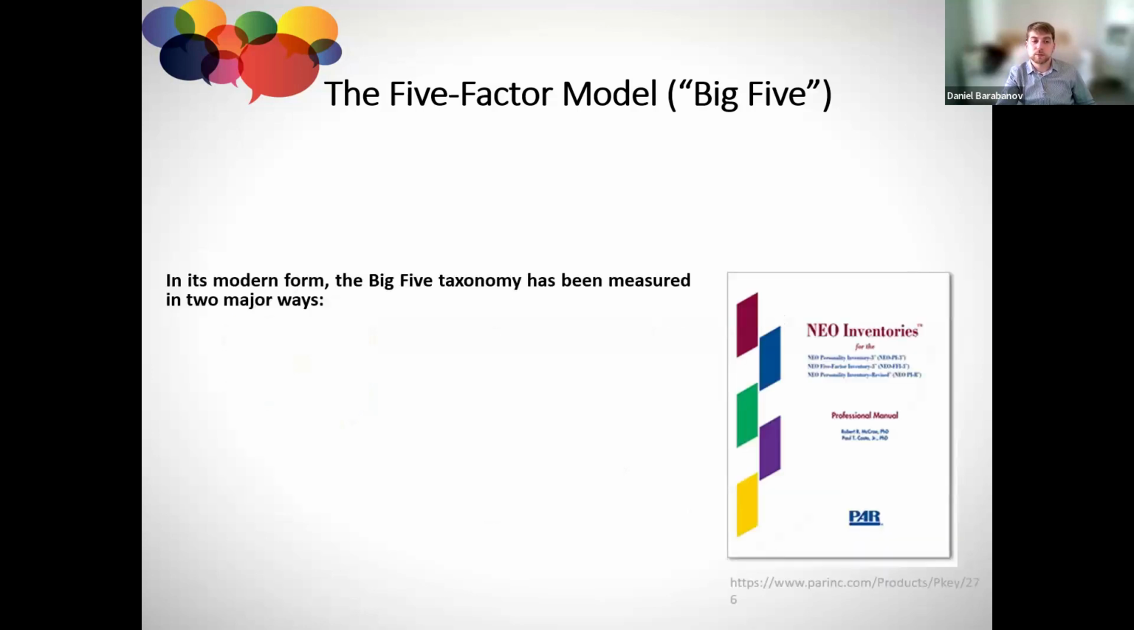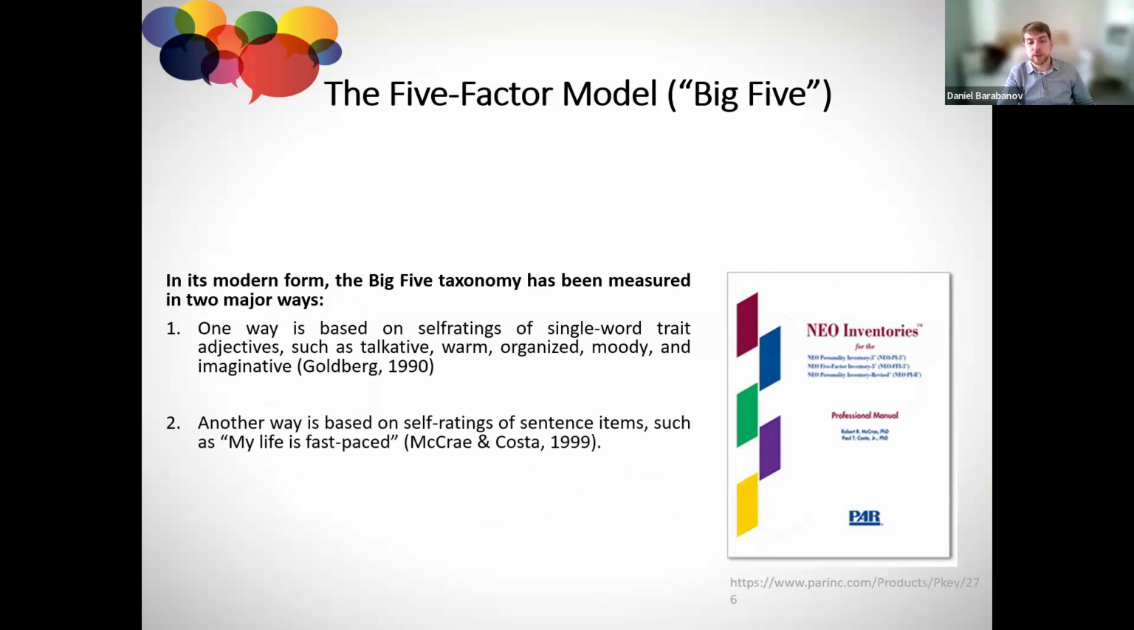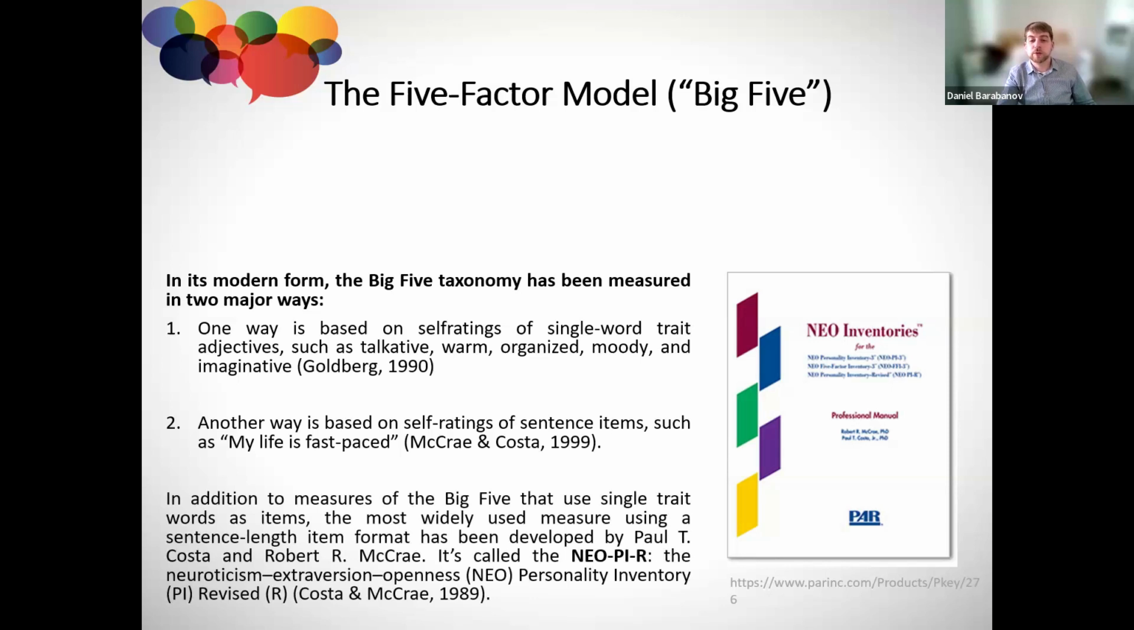So how can we measure those 5 personality traits from this Big Five theory? One way is based on self-ratings of single word trait adjectives. So you just ask, are you talkative? Are you warm? Are you organized, moody, and so on? Another way is based on self-ratings of sentence items such as, my life is fast-paced. It's more typical for personality questionnaires. In addition to measures of Big Five that are single trait words and items, the most widely used measure is NEO-PI-R, the Neuroticism, Extroversion, Openness Personality Inventory Revised. So it's an acronym.